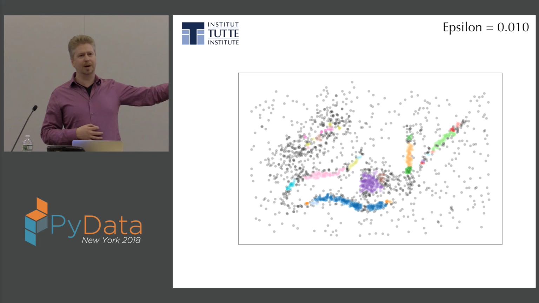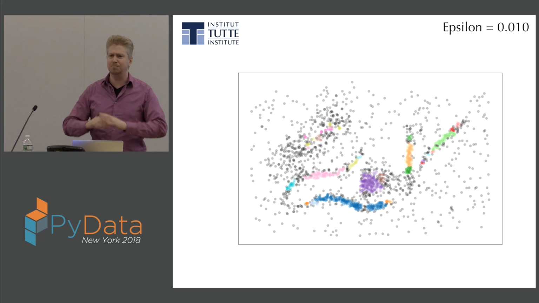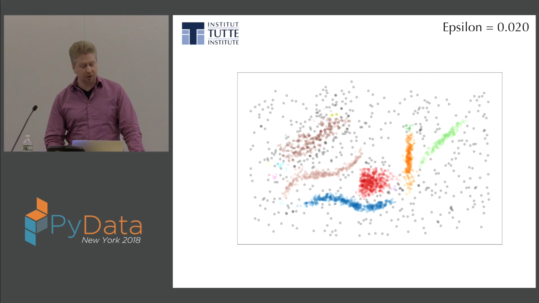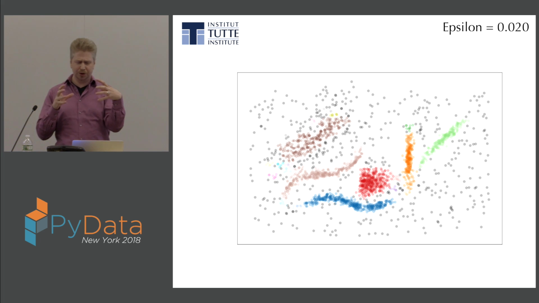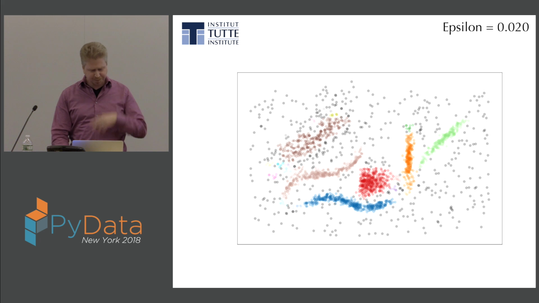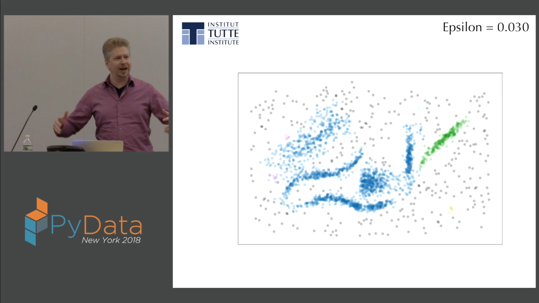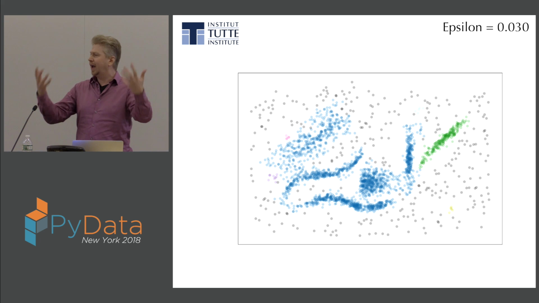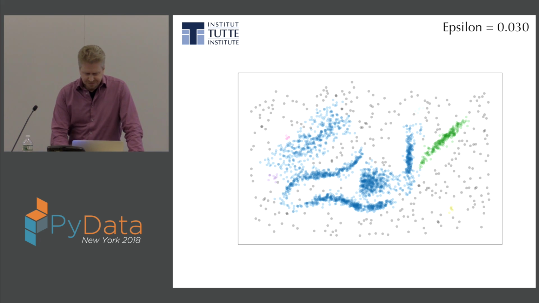For very small values of epsilon, we're going to get little tiny clusters and most of your data defined as noise in the background. We're going to increase epsilon. The background noise gets sucked into your clusters. Some of your clusters get merged together. We increase epsilon again. More background noise gets sucked in. Your clusters get over-merged, and eventually this will merge everything into one single massive cluster.